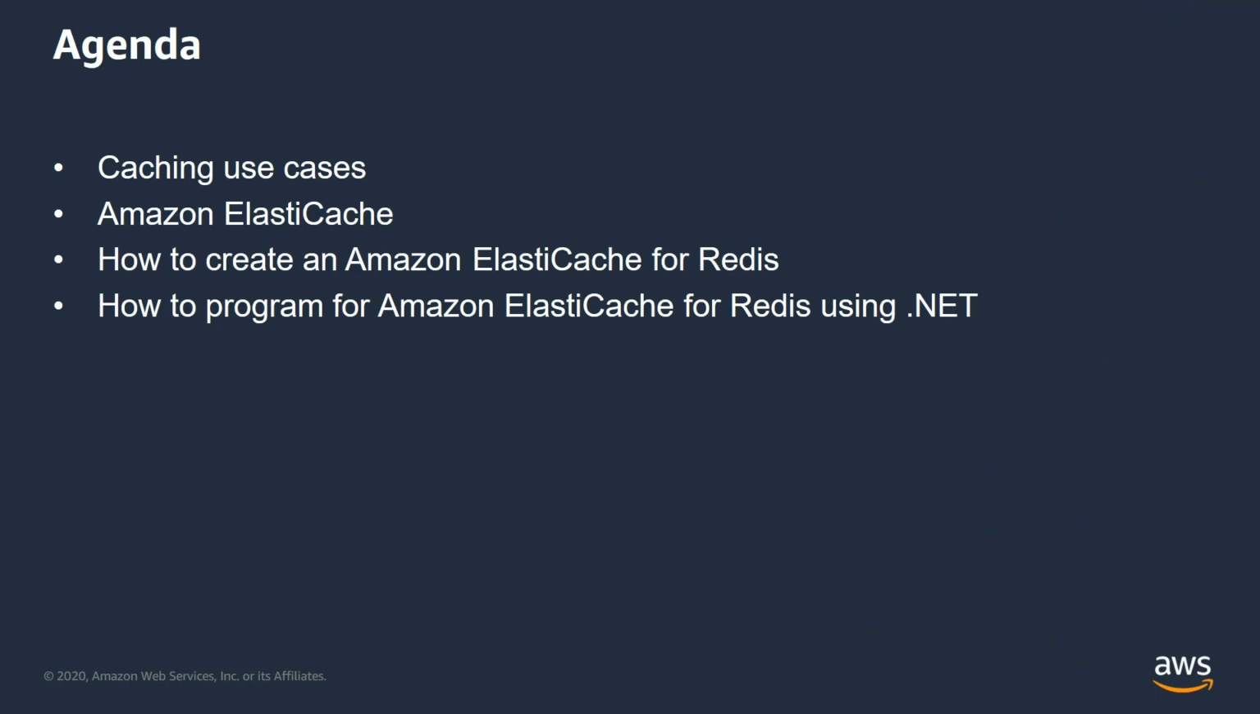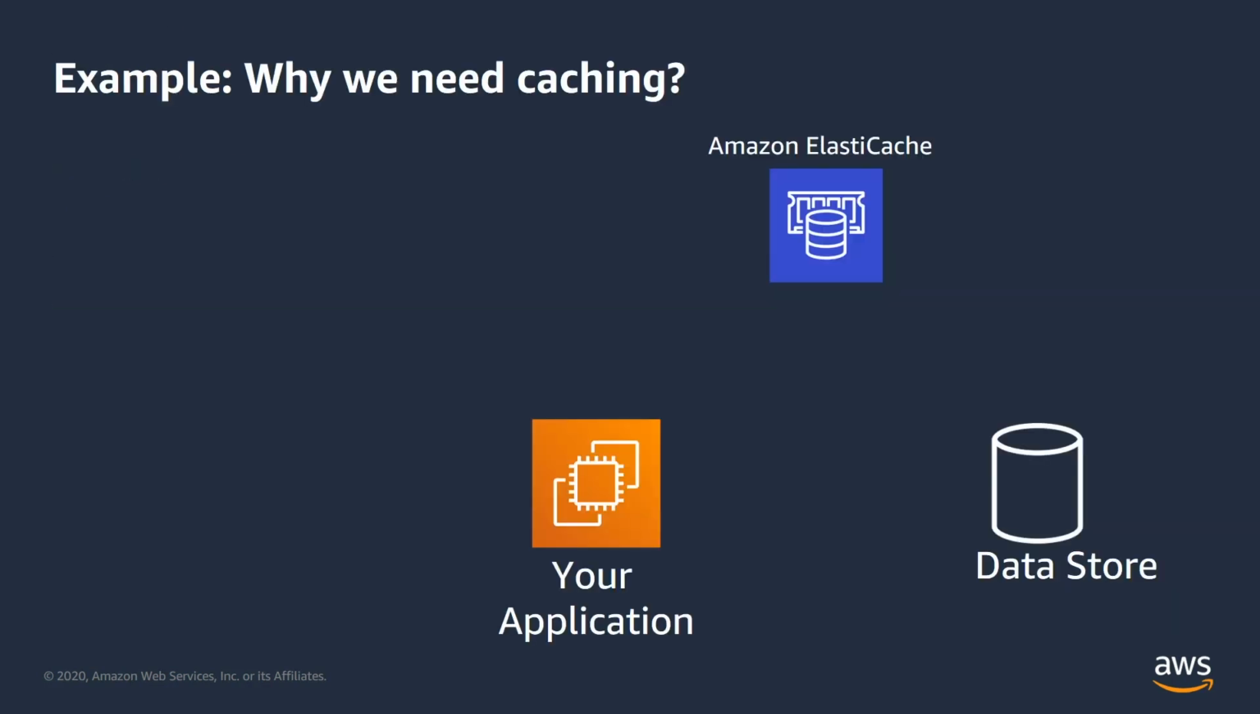We will first learn why we need caching by going through some use cases, and then learn about Amazon ElastiCache. We will then focus on how to create an Amazon ElastiCache cluster for Redis and learn how to use it in our .NET applications. Why we need caching?